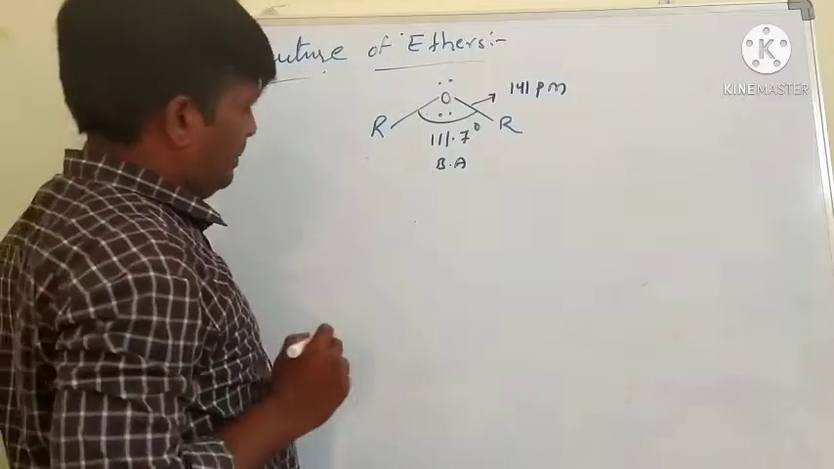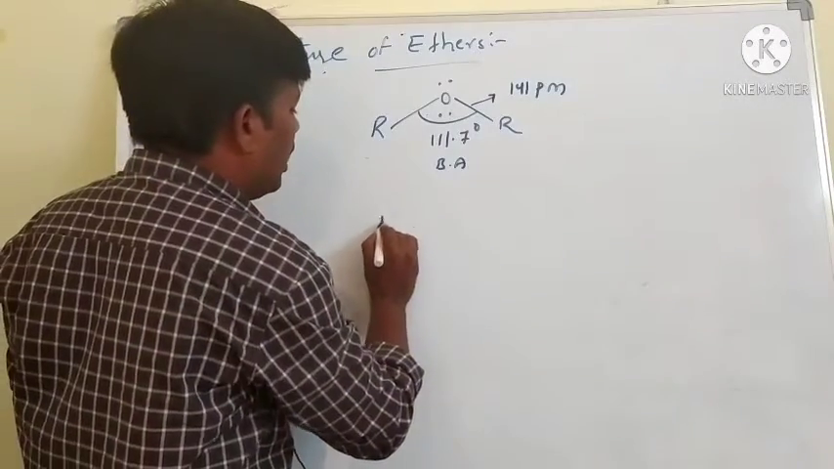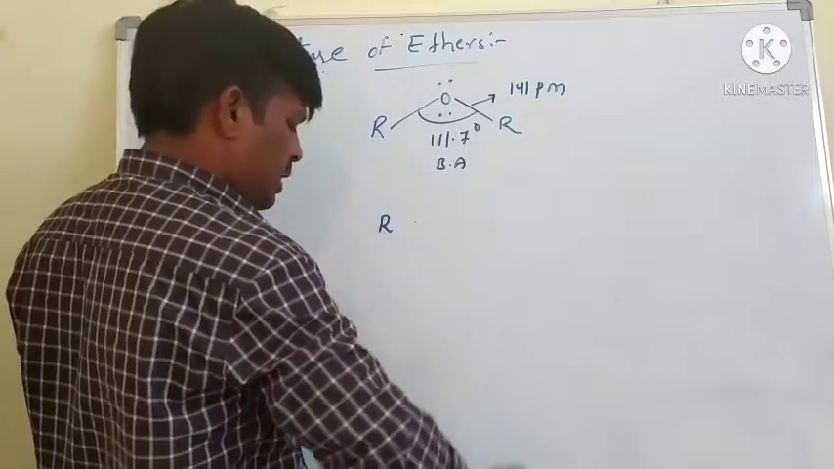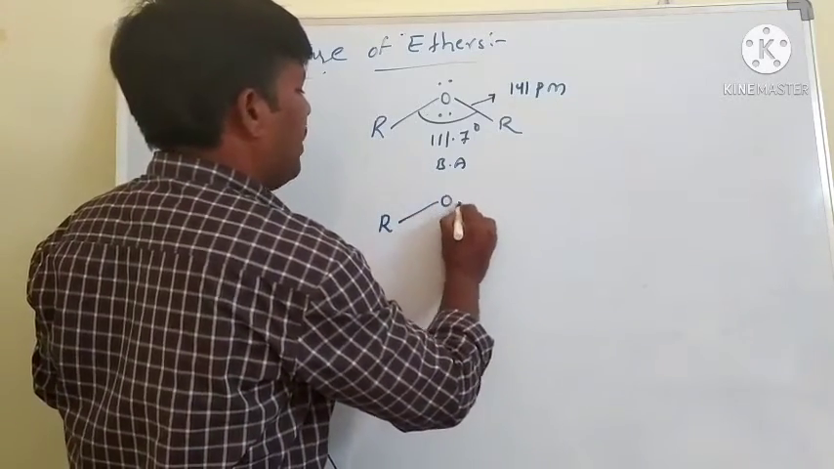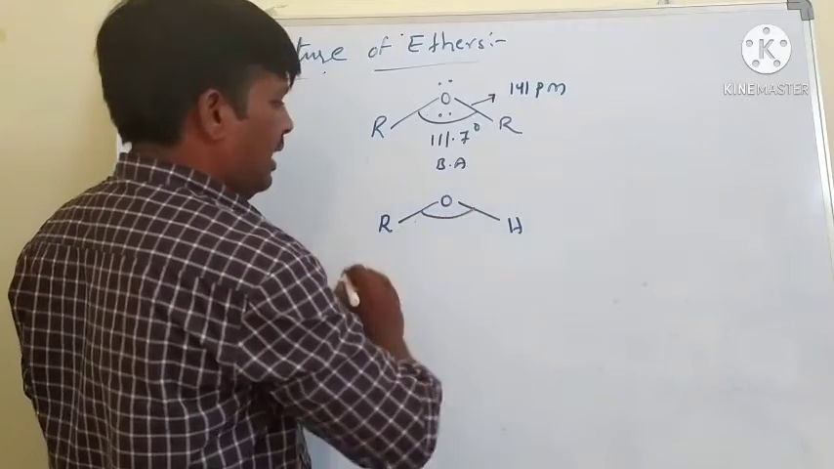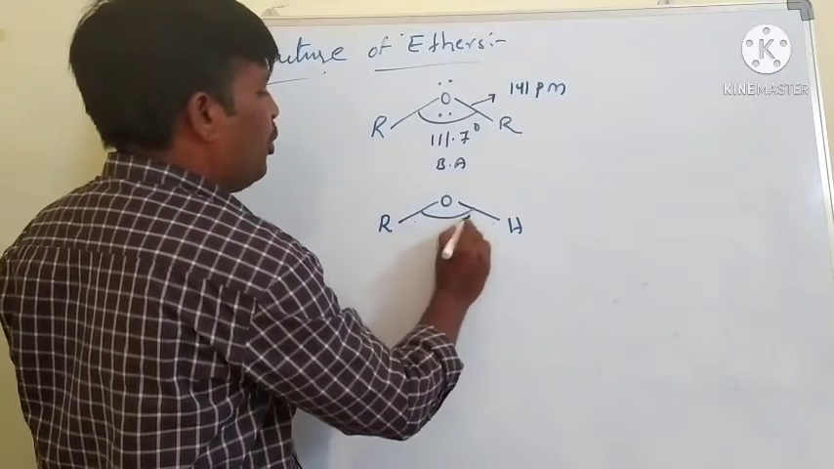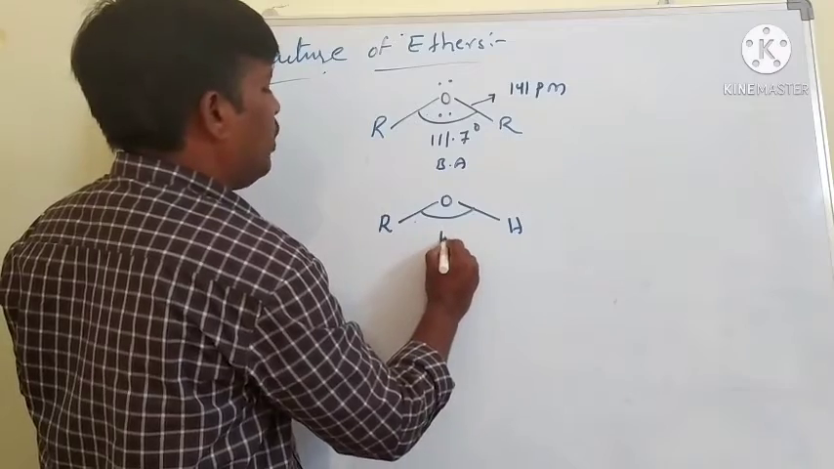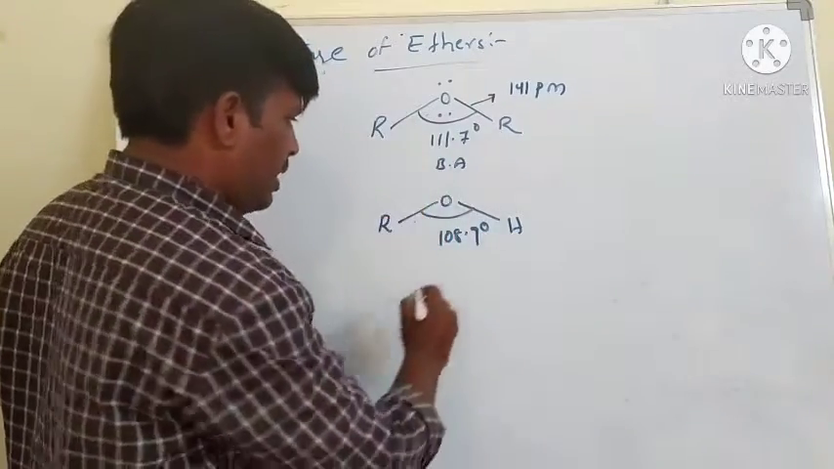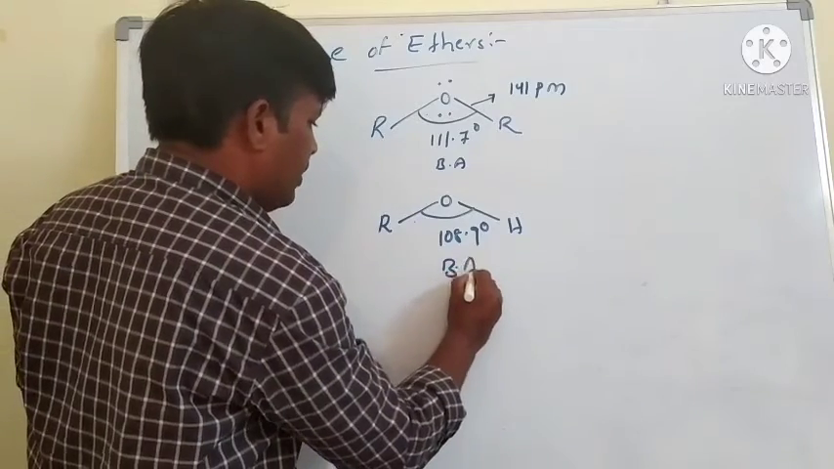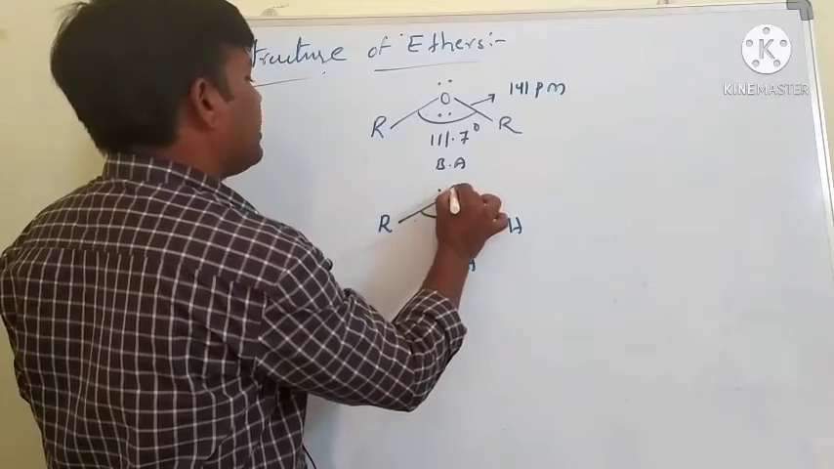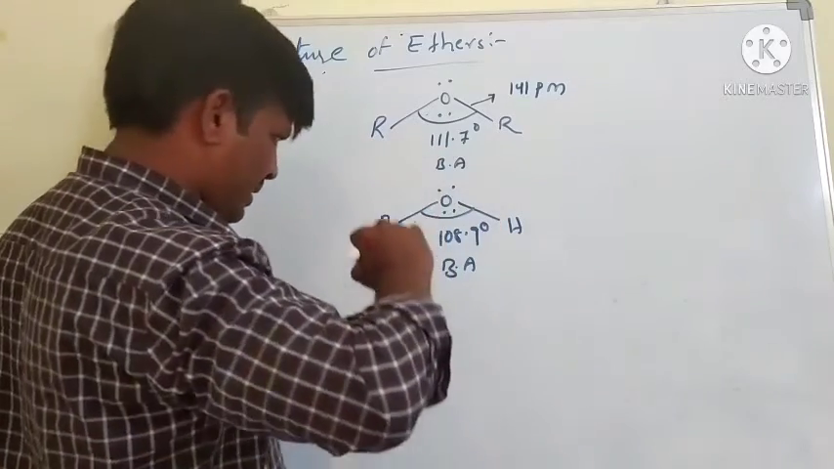When ethers are compared with alcohols, what happened? In alcohols, the bond angle between the two bonds is 108.9 degrees. Okay, oxygen also has two lone pairs of electrons.